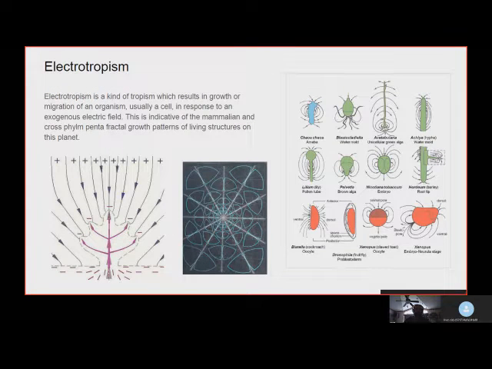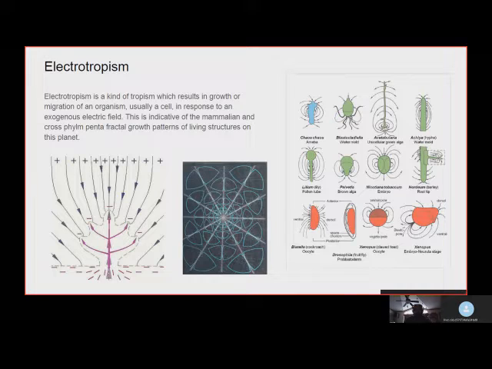Now I wanted to get into electrotropism and how these crystals are formed and why they are the shape that they are, the Reuleaux triangular, Reuleaux solid type of shape that they are. And okay, anyway, I'll continue.